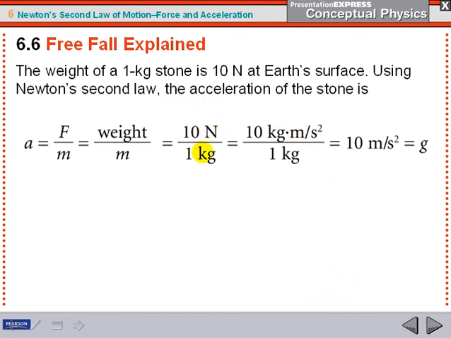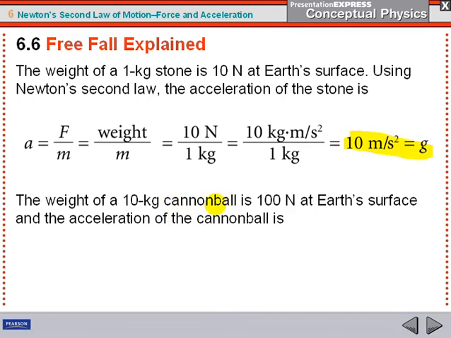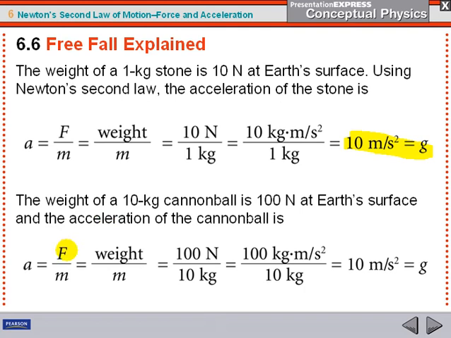Here's his 1 kilogram stone. That's the mass right there. Its weight, which is the force pulling it down, is 10 newtons: 1 kilogram times the acceleration due to gravity. And if you put that over that, 10 kilogram meters per second squared divided by 1 kilogram gives you 10 meters per second squared, or g. If you look at the 10 kilogram cannonball, which weighs 100 newtons, that's the force pulling it down, and it has 10 kilograms of mass, then its acceleration is 10 meters per second squared.